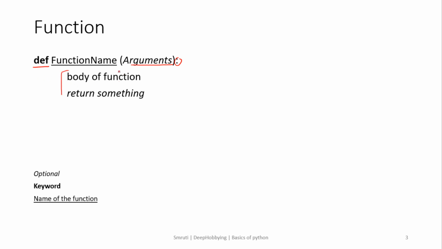Then within the body part, you pass the thing which you wish to do, and in the end you need to return something. So this one is optional as well. The function can also be a valid function which doesn't return anything, and of course you need to keep the indentation in mind.